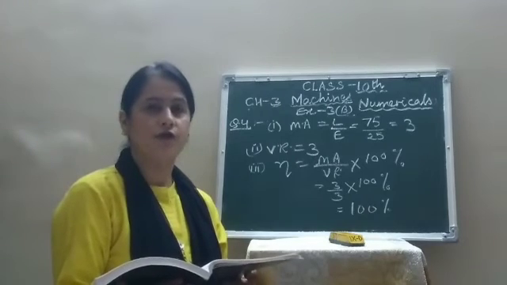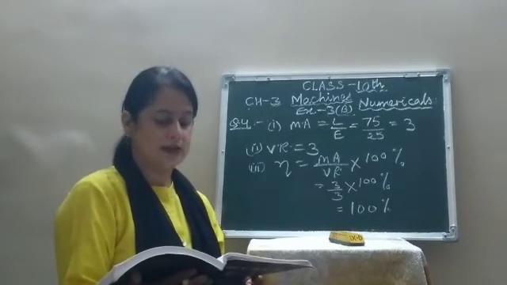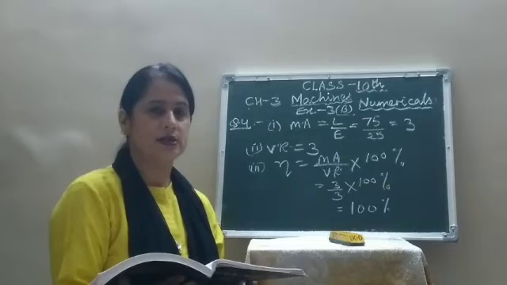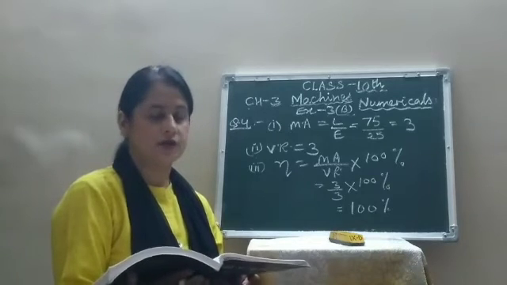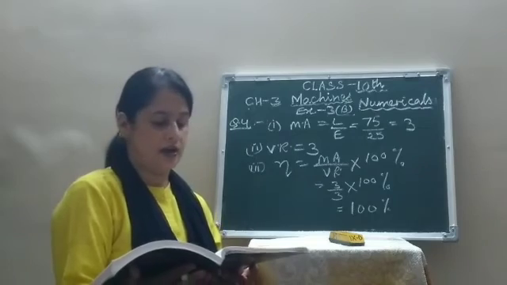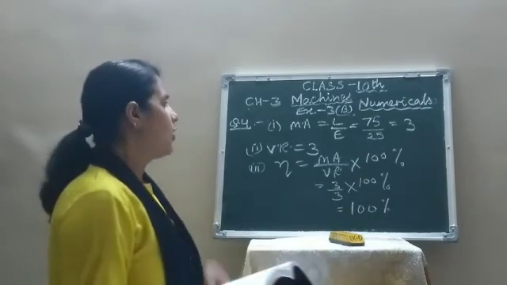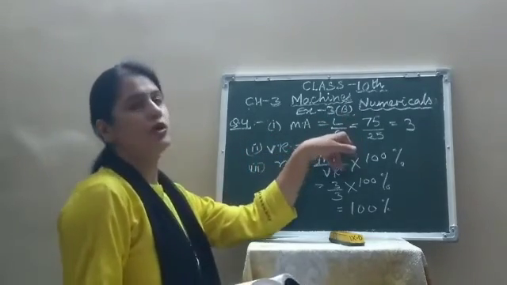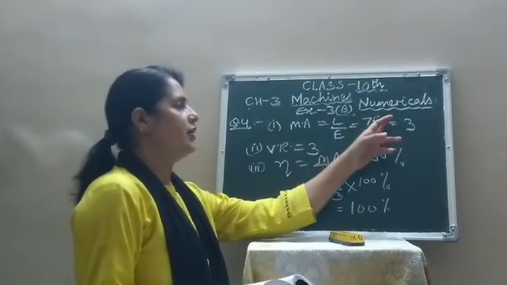Now question number 4 I am doing. In a block and tackle system consisting of 3 pulleys, a load of 75 kgf is raised with an effort of 25 kgf. Find MA, VR and efficiency. Now MA is given by the formula load upon effort. So 75 kgf upon 25 kgf.